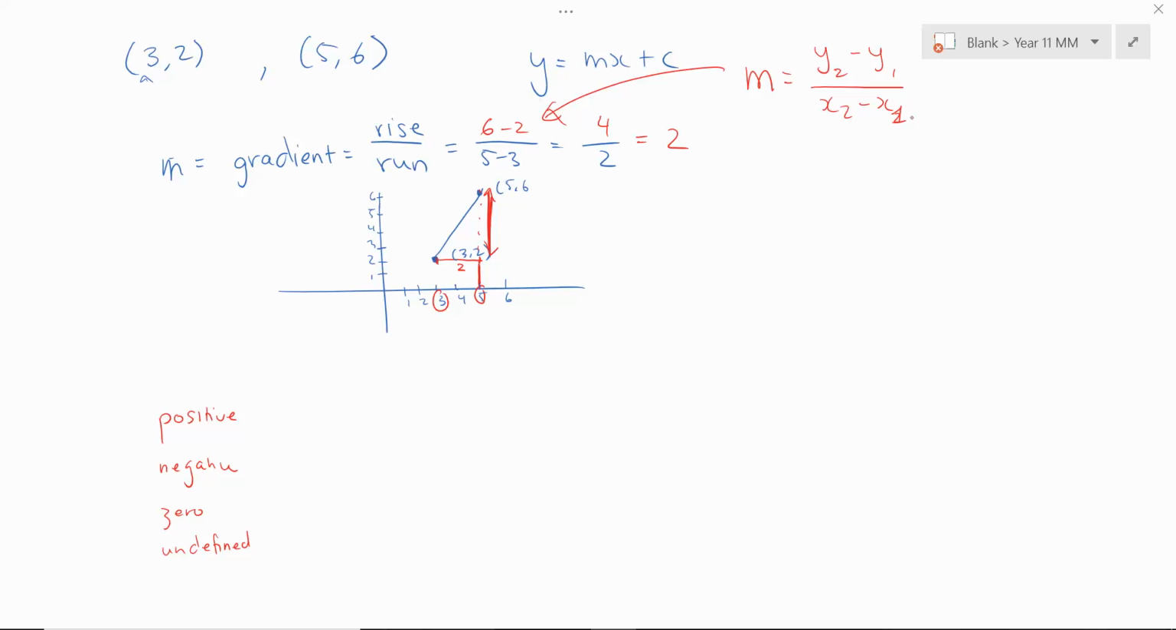Yeah? So, this is what we needed for exercise 2b. Boys, exercise 2b, this is one of the formulas. Finding the gradient between 2 points. Then you had to know your types of gradients. Okay? From this formula, you can get a positive number, you can get a negative number, you can get a 0, or you can get no answer, meaning undefined. Okay? This is a positive graph. This is a negative gradient.